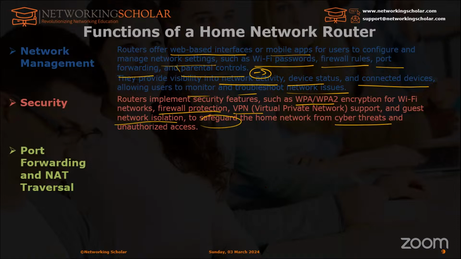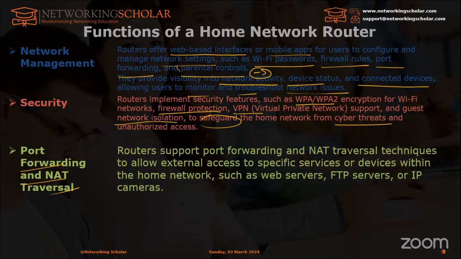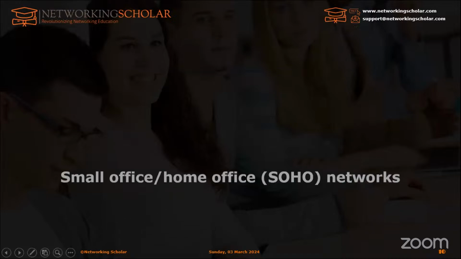So then there is network port forwarding and NAT. So what is port forwarding? Router supports port forwarding and NAT techniques, okay, that allow external access to specific services or devices within the home network, such as a web server, FTP server, or IP camera. I already discussed all about it, okay.